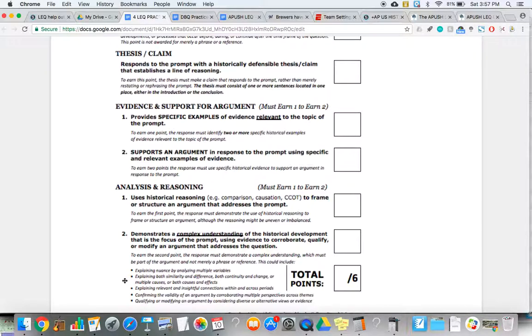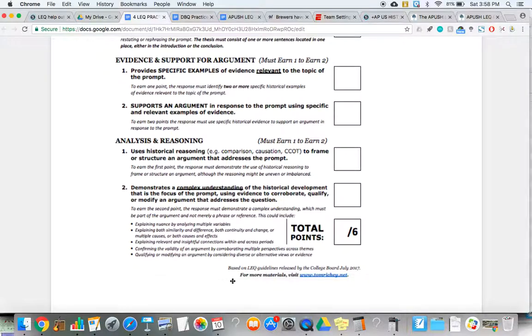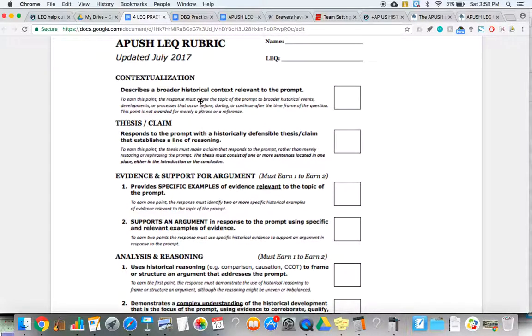Can you do both? Can you really argue similarities and differences if it's a comparison question? Can you really argue how it changes or stays the same over time if it's continuity and change? And can you really get into causes and effects if it's causation? Your ability to do all of that is the ticket to 6. A great essay, I'm thinking, is 4s and 5s on this.